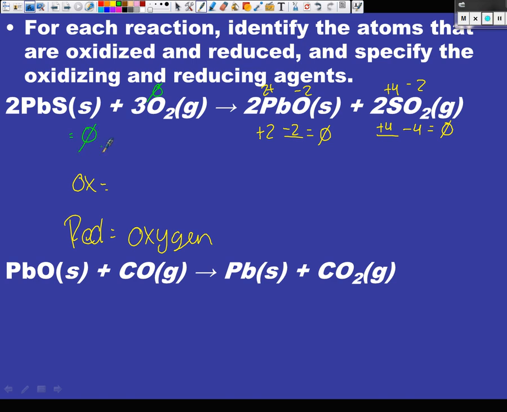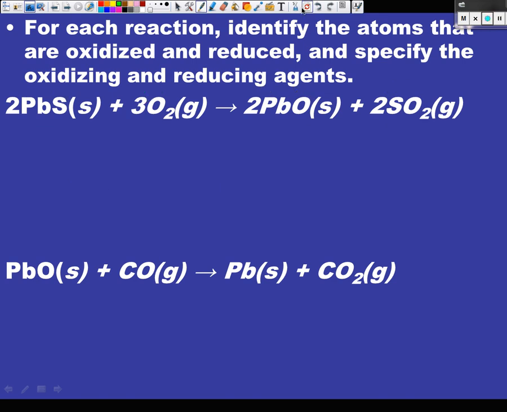Anything by itself? Any parentheses? Do you see a metal? Who is it? What's its charge? 2 plus. Bring that down. Plus 2. What do I need to make it neutral? Negative 2. So sulfur is negative 2. So what does lead do? Stay the same. What did sulfur do? It went up. Is that oxidation? Yes. Okay, so this is going to be sulfur. Does that make sense? We good with that? Okay, let's move to the next one.